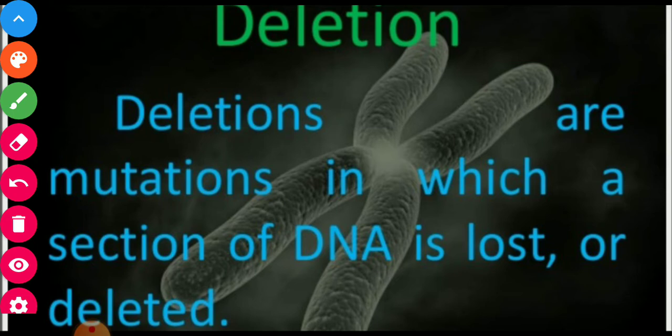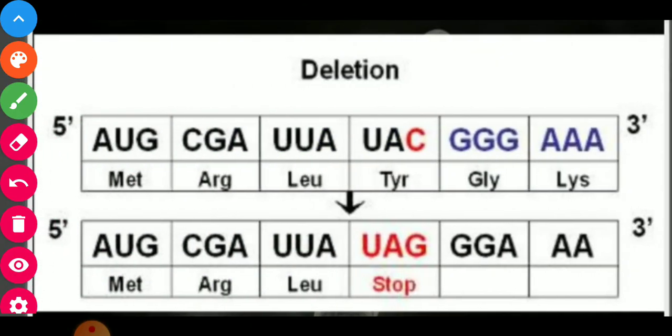Deletion. So sometimes some nucleotides in the DNA are deleted due to some errors, and this also causes mutation. See here you can see one place, this is nucleotide sequence that is coding for amino acid tyrosine, but here the sequence is deleted, and in place of this stop codon comes. So this also causes the mutation.